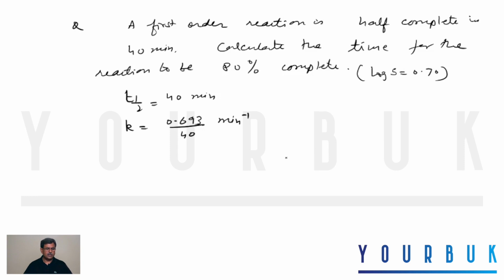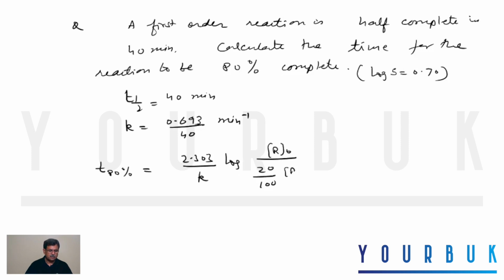Now our aim is to find the time for the reaction to be 80% complete. It means 80% of the reactant has been converted into product, so only 20% of the reactant is left behind. So t is equal to 2.303 upon K log of, if we take initial it was R0, only 20% of this is left behind. Now this is equal to 2.303, now we put the value of K, 0.693 upon 40. So 40 comes in the numerator and this is log of 5.